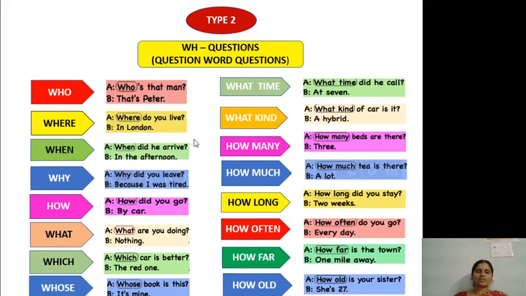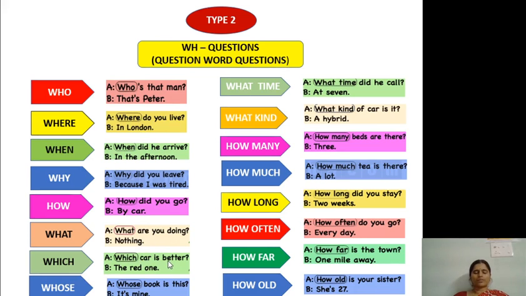Let us quickly see the examples we have given here. Who is that man? So who refers to Peter. Like this, it refers to a person. Where refers to a place. When did he arrive? When refers to time, afternoon. Why did you leave? Why refers to reason, because I was tired. How did you go? The mode of transport, by car. What are you doing? So, about something, like nothing.